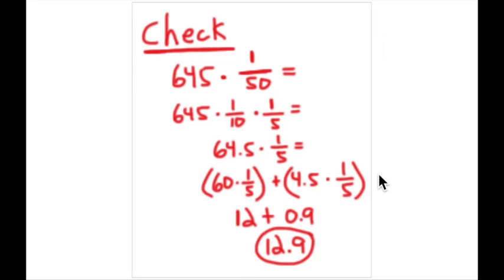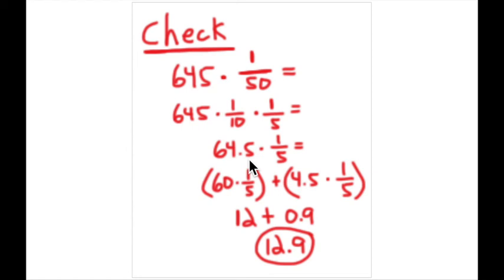All right, a check of this. We start off with looking at 645 divided by 50. That's the same as times 1/50th. All right, so I'm going to look at 1/50th as 1/10 times 1/5. That way I can use this 1/10. 645 times 1/10 is 64 5/10, and 1/5 of that. So I'm going to break this 64 5/10 up into 2 numbers that I can divide by 5 easily. 60 I can divide by 5.